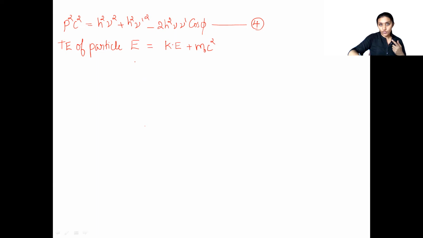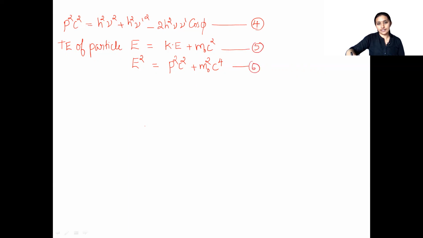Also, there is another equation for total energy, that is E squared in terms of momentum, it is P squared C squared plus M0 squared C raised to 4. So you're familiar with this equation too, right? Okay, so now we have two equations for energy. So this is equation 5 and this is equation number 6.